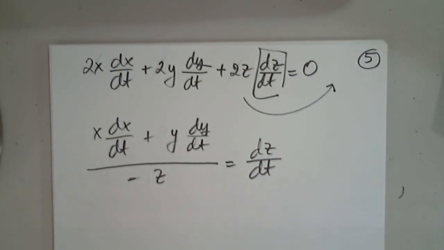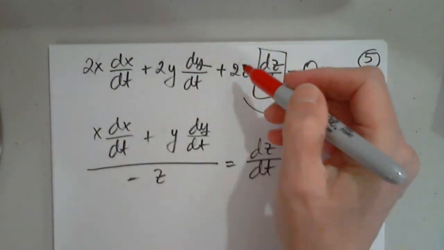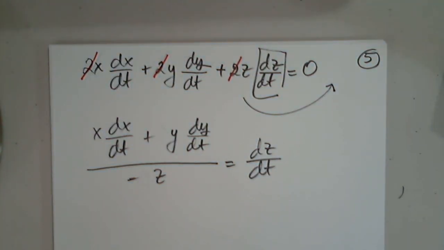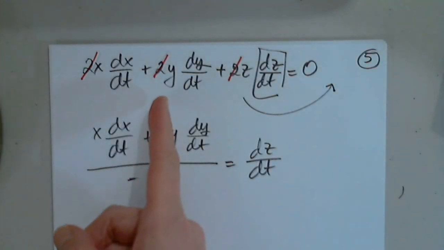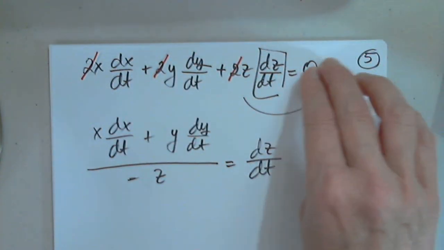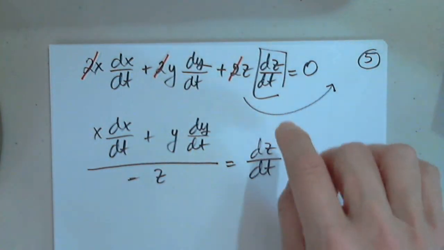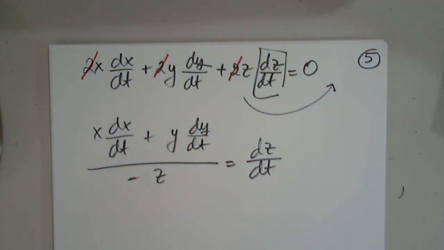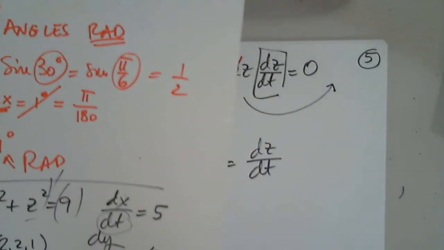I really don't like crossing it out like that. I always at least do it so it's clear. Okay, so x dx over dt plus y dy over dt. This becomes negative when I move it to the other side. So when I solve for dz over dt, I divide by negative z. Now I can put in the numbers, only now.